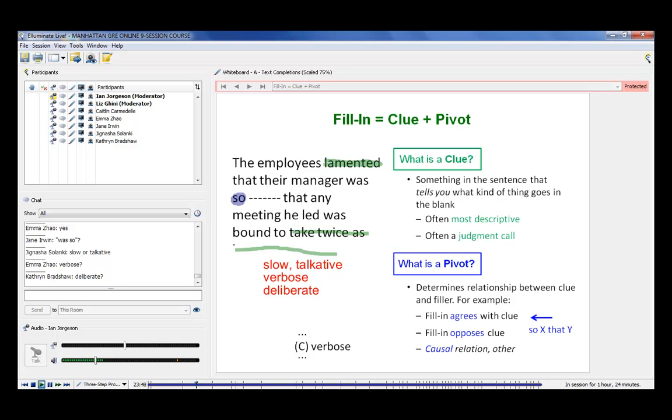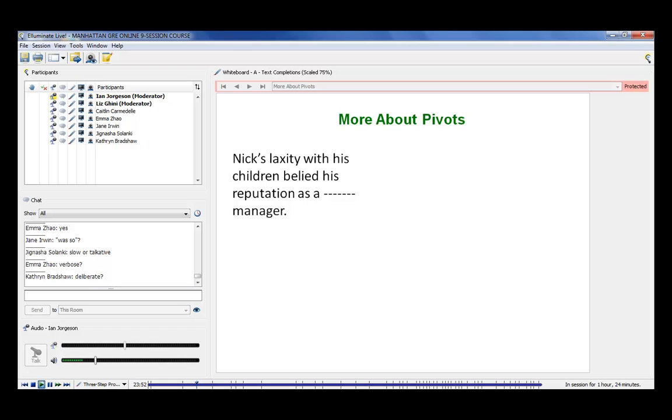All right, good job. You guys actually saw this one very, very easily. So let's keep moving. More about pivots. Let's try to figure out the pivot here. What do you guys think? Pivot and clue. Nick's laxity with his children belied his reputation as a blank manager.